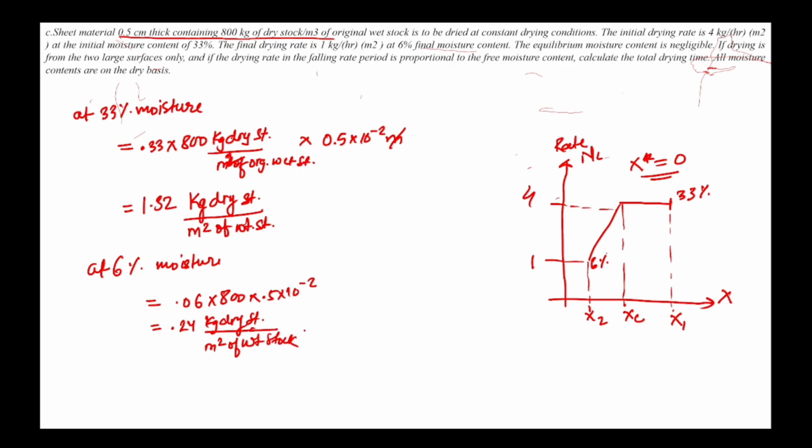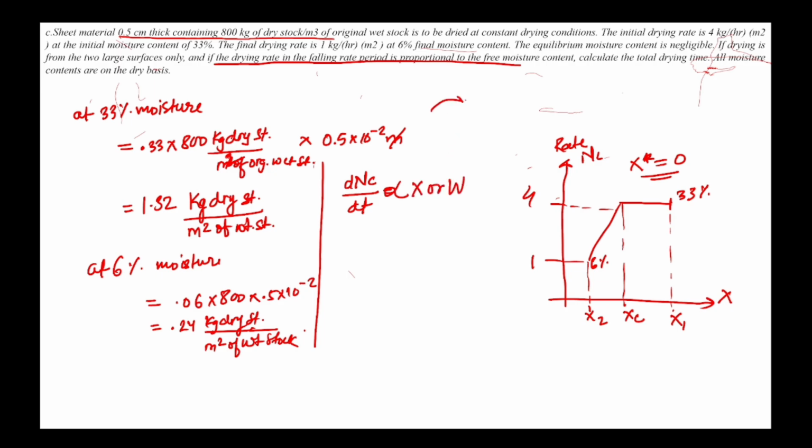Now we don't have the critical moisture content, so we have to find it. The question says that the drying rate in the falling rate period is proportional to the free moisture content. So the rate of drying, dW by dt, is directly proportional to, either I can write X or I can write W.